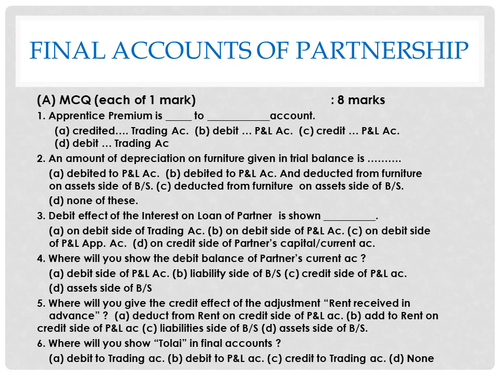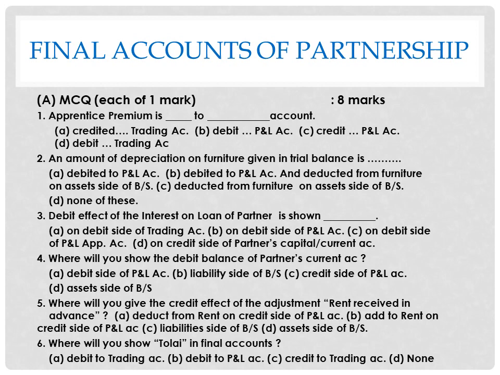Third question, the debit effect of the interest on loan of partner is shown dash. A on debit side of trading account, B on debit side of profit and loss account, C on debit side of profit and loss appropriation account, D on credit side of partners capital or current account.